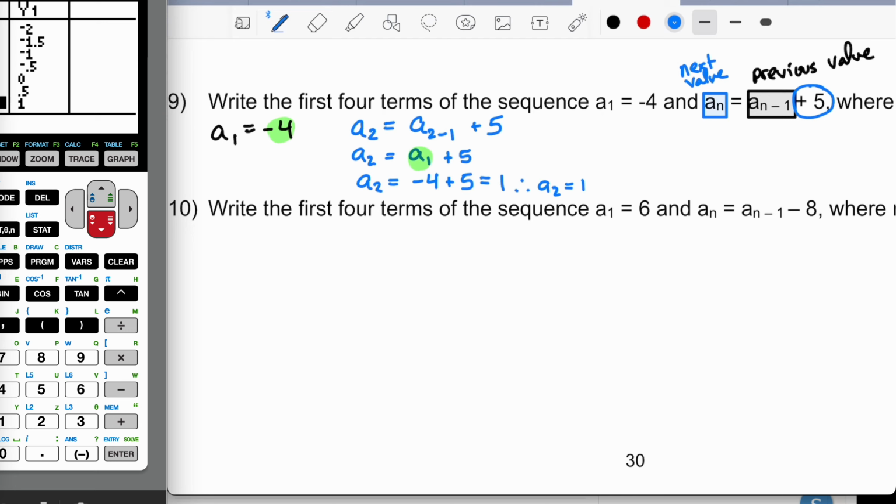So if I want the next term of the sequence, if I'm doing it by hand, I would type in a sub 3 is equal to a sub 3 minus 1 plus 5. A sub 3 minus 1 is the same as a sub 2. A sub 2 is equal to 1, and 1 plus 5 is equal to 6. So therefore, a sub 3 would be equal to 6. You could show the work, and sometimes you have to, depending on the way a question's phrased.